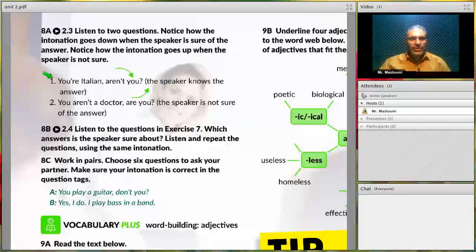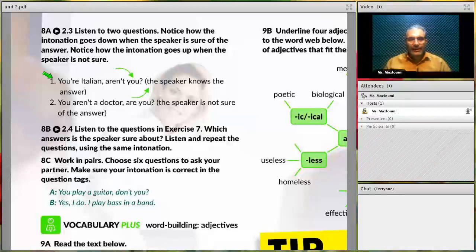In tag questions, if we are sure of the answer, if we're not asking a real question, we use falling intonation. For example, nice day, isn't it? I'm not asking a real question. Or I know, for example, someone is a student. I say, you're a student, aren't you? I'm not asking a real question. So that is why I use falling intonation.